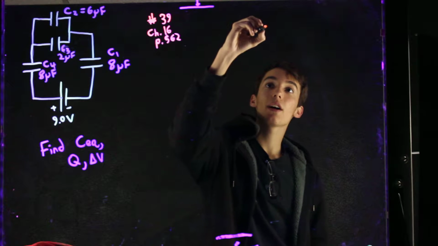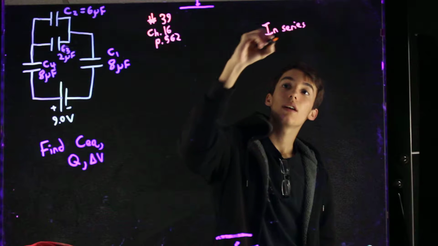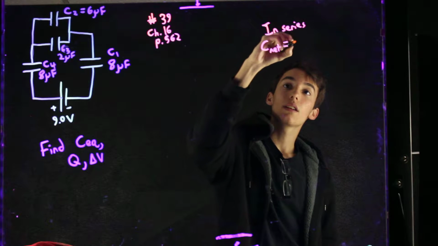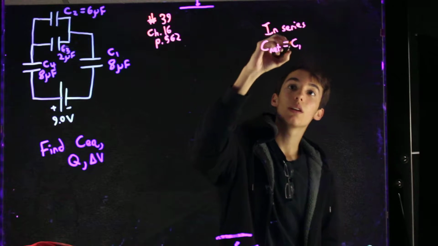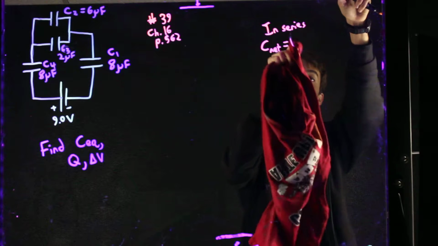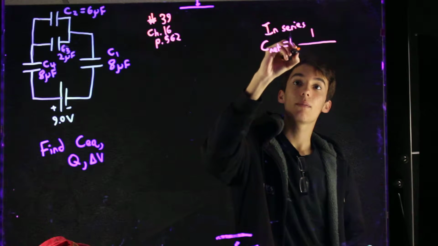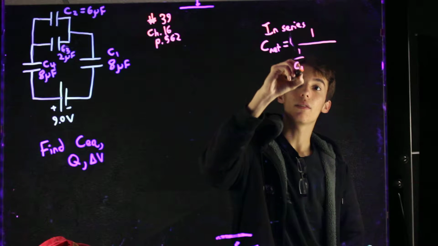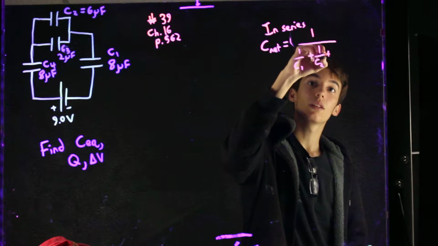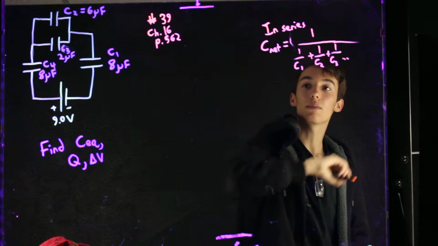So when we are in series, the net capacitance will be equal to 1 over the sum of the reciprocals of the capacitors: 1 over C1, plus 1 over C2, plus 1 over C3, dot, dot, dot. And that could keep going.